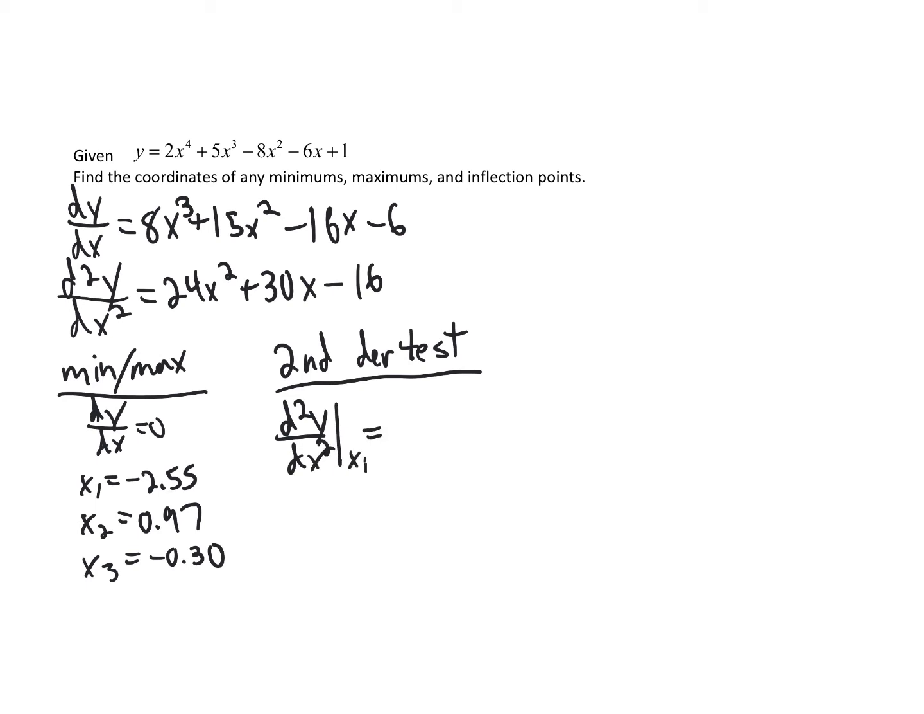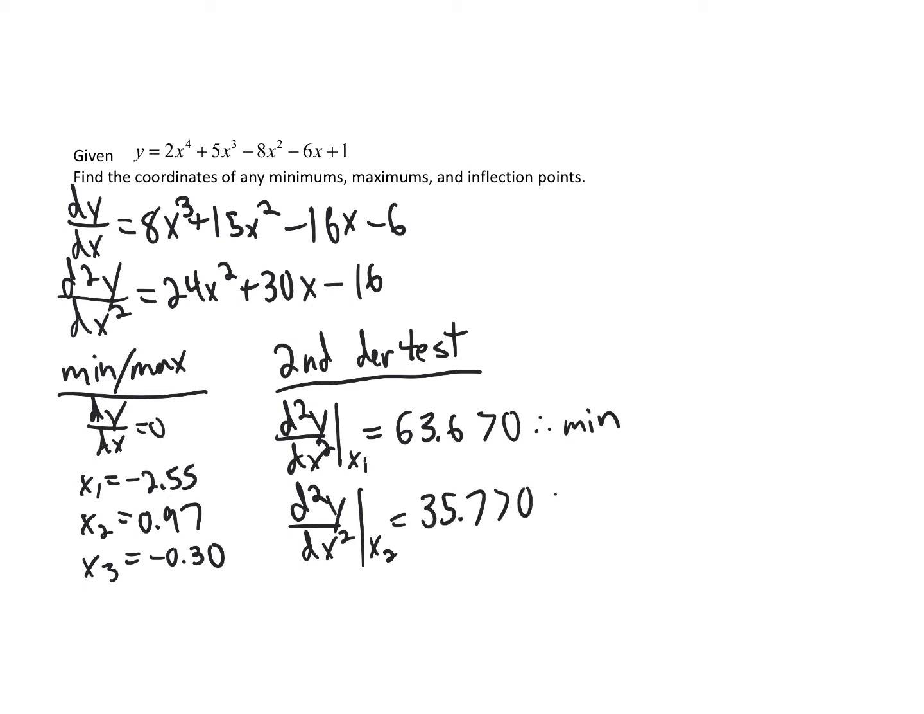So we evaluate the second derivative at x1, which is about 63.6, which is greater than 0, so therefore a min. We evaluate the second derivative at x2, which is approximately 35.7, which is greater than 0, so it is also a min. And then the last one, at x3, we get about negative 22.8, which is less than 0, so it is a max.